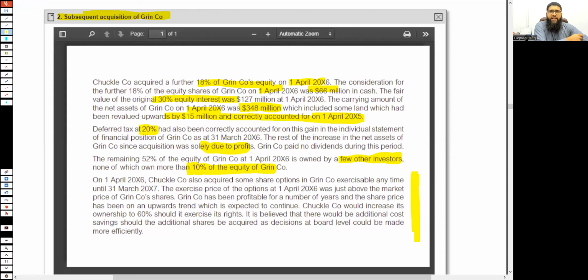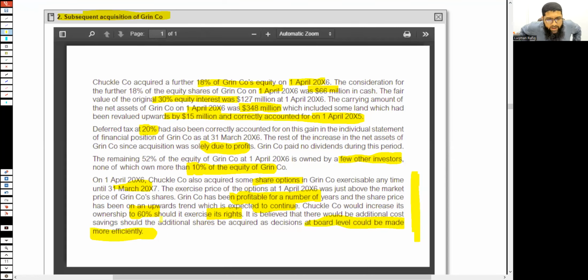Okay, now here we need to talk about this specific one. It says on 1st April 6, Chuckle also acquired some share options in Green Company exercisable anytime until 31st March 7. The exercise price of the options was just above the market price of Green Company shares. Green has been profitable for a number of years and the share price has been on an upward trend which is expected to continue. Chuckle would increase its ownership to 60% should it exercise its right. It is believed that there will be additional cost savings should the additional shares be acquired, as decisions at board level could be made more efficiently.